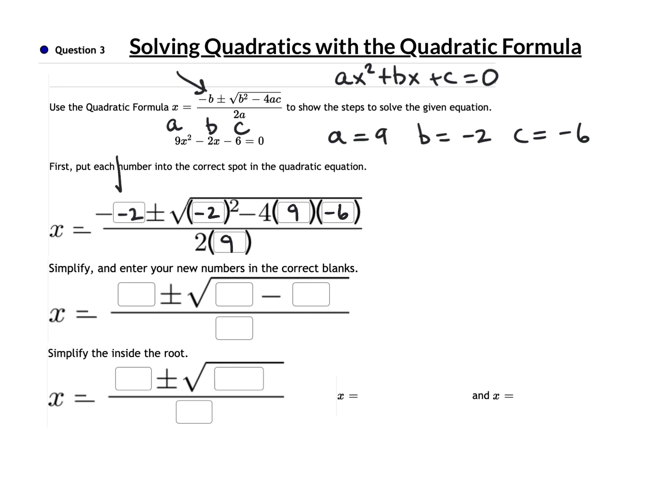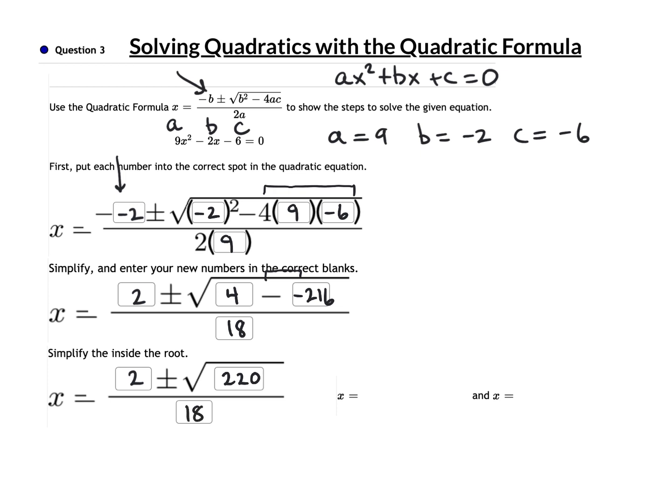Let's simplify this. The opposite of negative 2 is positive 2. Negative 2 squared is negative 2 times negative 2, which is positive 4. 4 times 9 times negative 6. 4 times 9 is 36. 36 times negative 6, I'm entering this in the calculator now, is negative 216, all over 2 times 9, which is 18. Notice the double negative right here. That's 4 plus 216, which is 220. 2 plus or minus the square root of 220 all over 18.